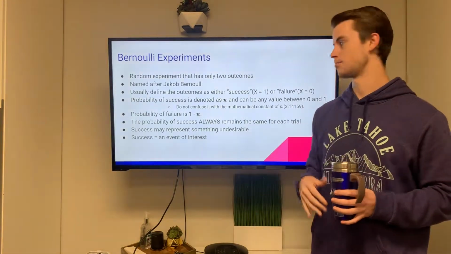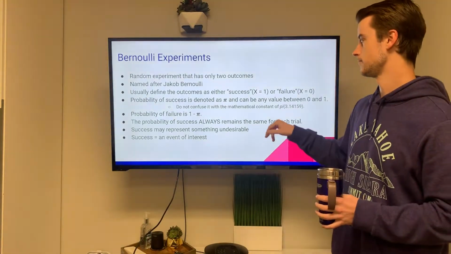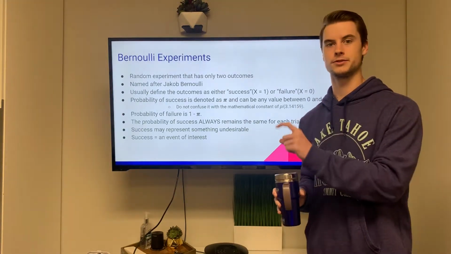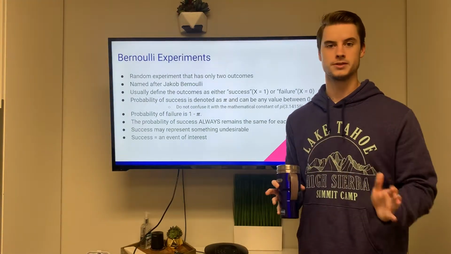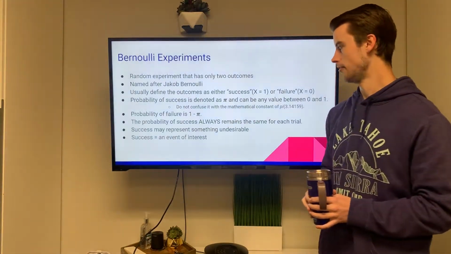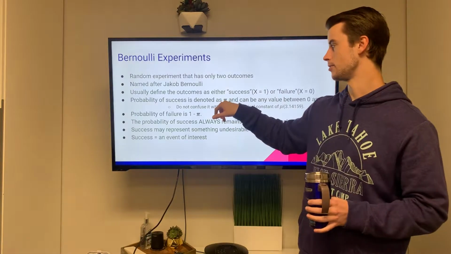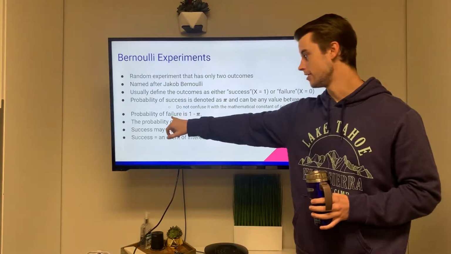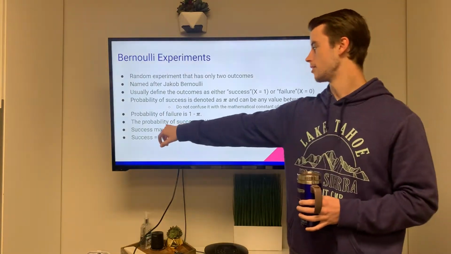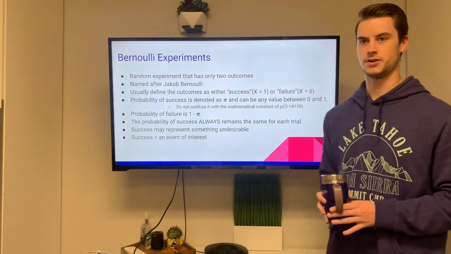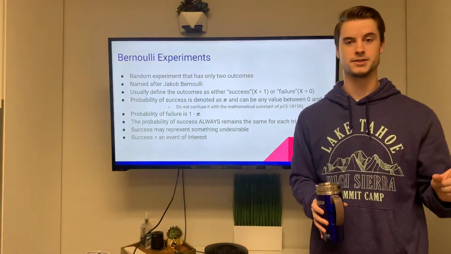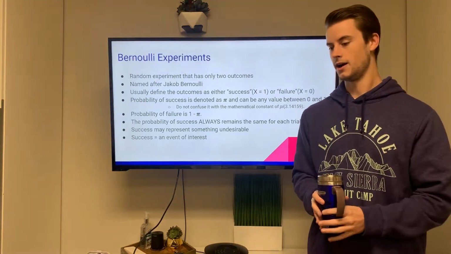It's basically just the probability of success, okay? That's all that this is. The probability of success is pi equal to point whatever, between 0 and 1. So don't confuse it with the mathematical constant. So that means, obviously, if this is the probability of success, the probability of failure is just 1 minus pi. Easy, simple. So the probability of success always remains the same for each trial. If you have a probability of success and a probability of failure, the probability of success is always the same, okay?